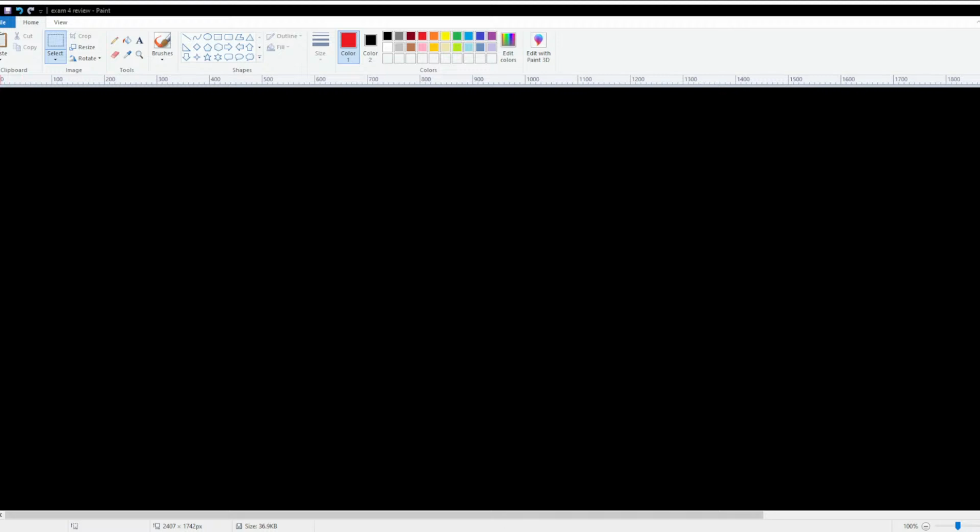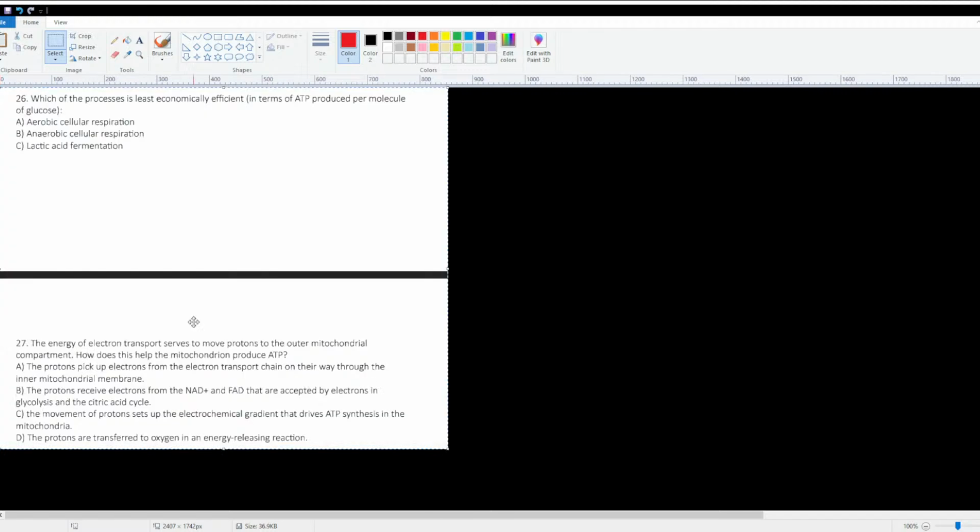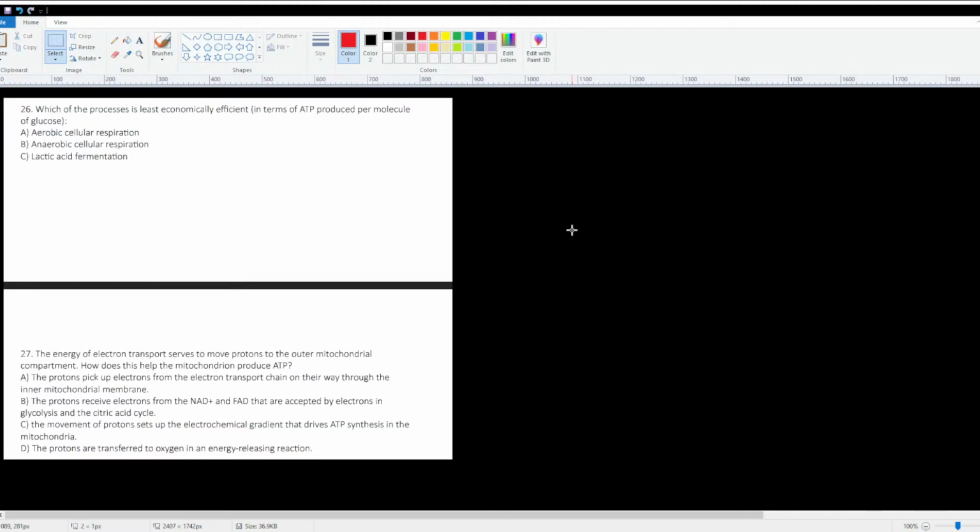Alright, so we're on the last 5. Okay, well, let's go over these 2 and let's go over the last 3, because it's kind of split up in a kind of strange way. Anyway, so let's go over 26 and 27. Number 26 says, which of the processes is least economically efficient in terms of ATP produced per molecule of glucose?